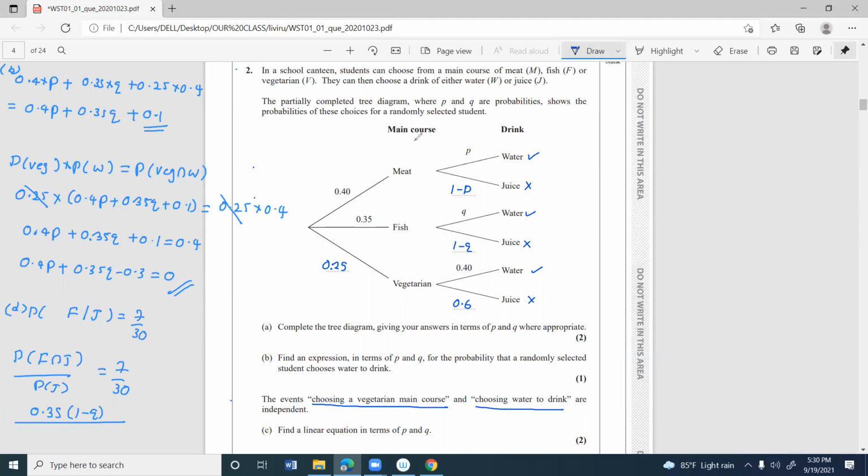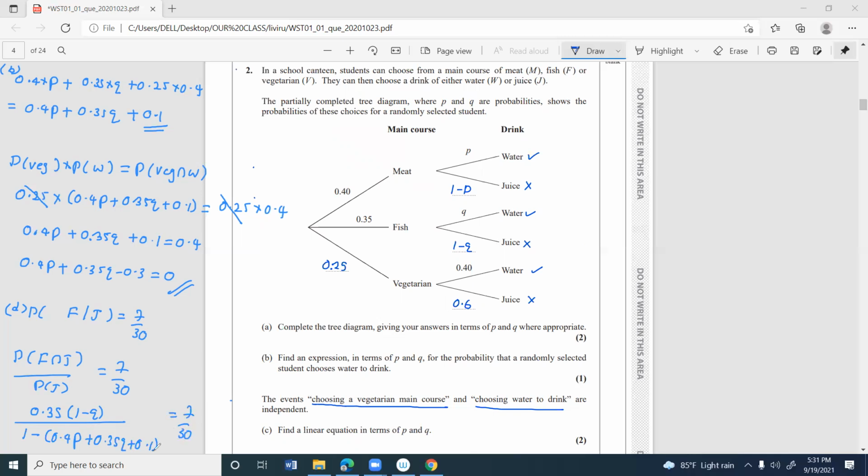If you take 1 minus this part, 1 minus the probability of water, you can get the probability of juice. If you feel it's confusing, you can use this branch into this, plus this branch into this, or this branch into this, even you can get it, not a problem at all. But I will use this expression, which turns out to be 0.4p plus 0.35q plus 0.1 is equal to 7/30.